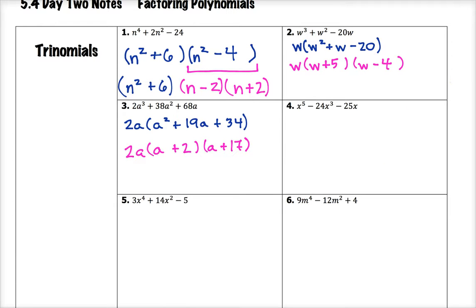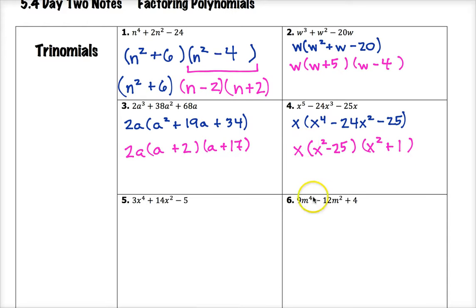Number 4, there's a GCF of x that can be factored out. So you're left with x to the fourth minus 24x squared minus 25. So here, you're going to factor this with binomials that start with x squared, sort of like number 1. Two factors of negative 25 that combine to get negative 24. Well, that would be a minus 25 and a positive 1. And again, bring down your x as the GCF.